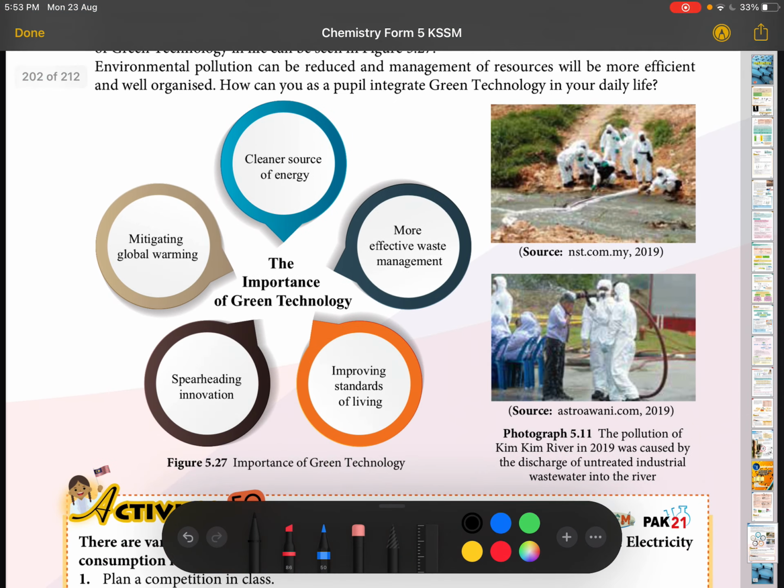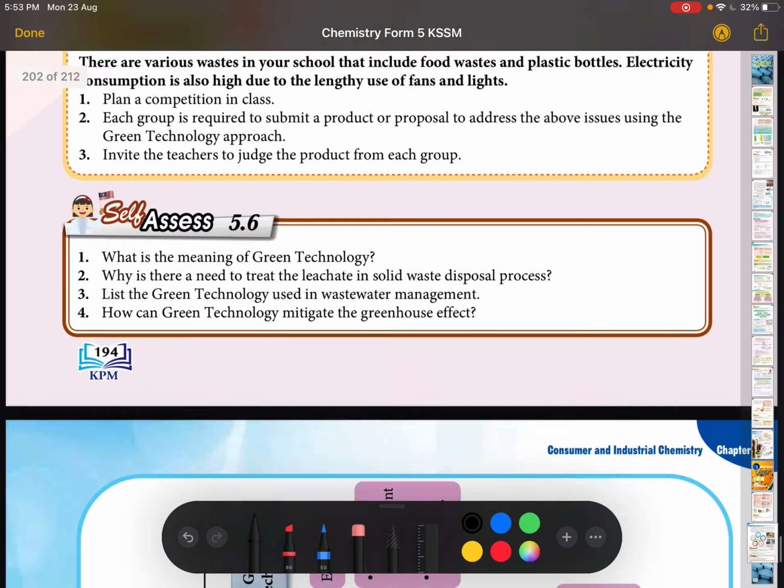And then there's also the importance. I'm pretty sure these importance are very logical. They make a lot of sense, so I'm not gonna read this. I might read this in my head, but I'm not gonna explain it more because these are very logical, like better waste management, getting rid of global warming. Yeah.